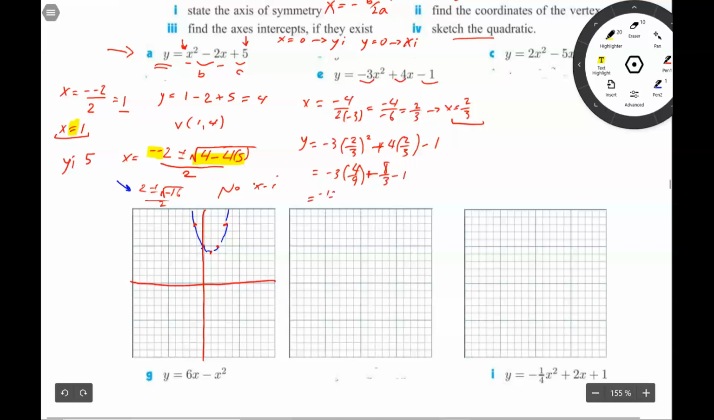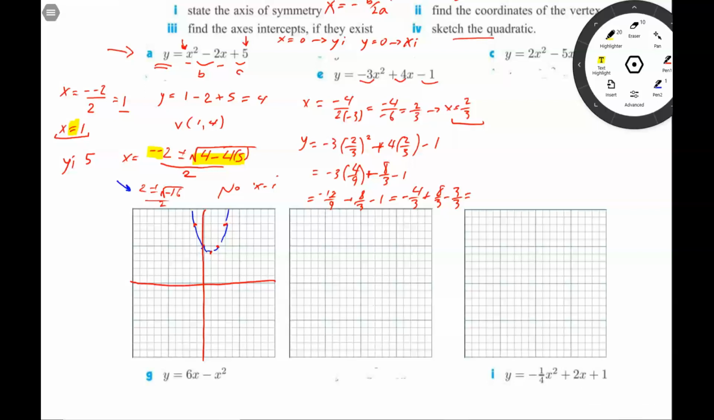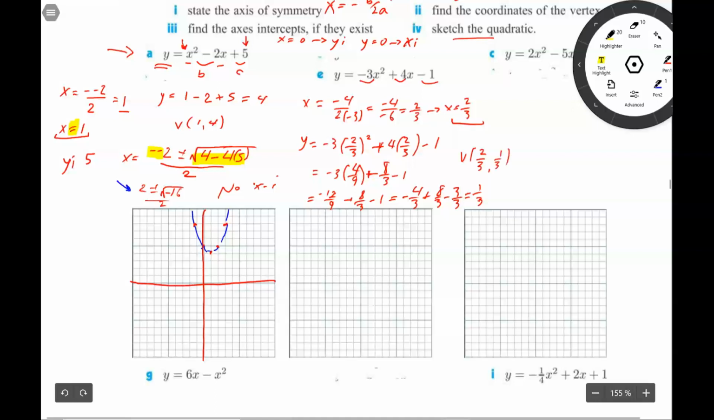-12/9 plus 8/3 minus 1. And we can simplify the -12/9 because there's a common factor of 3 in the top and the bottom, so that would be the same thing as -4/3 plus 8/3, and I'm going to write -1 as 3/3 so that it would be easier to add these fractions together. -4 plus 8 minus 3 would be 1/3, is that right? So our vertex is going to be 2/3, 1/3. That was a lot of work to find the vertex. Okay.